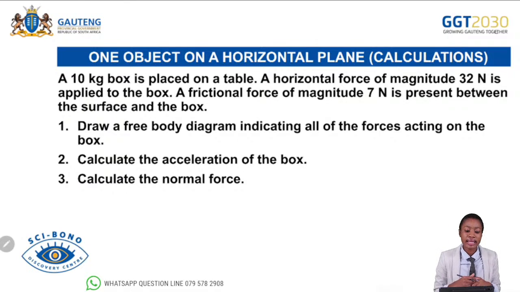So here I have another question. It says a 10 kg box is placed on a table. A horizontal force of magnitude 32 Newton is applied to the box. The frictional force of magnitude 7 Newton is present between the surface and the box. The first one says draw a free body diagram indicating all the forces acting on the box. Free body. Read. Free body. Do not draw a force diagram. The second one says calculate the acceleration of the box. The third says calculate the normal force.